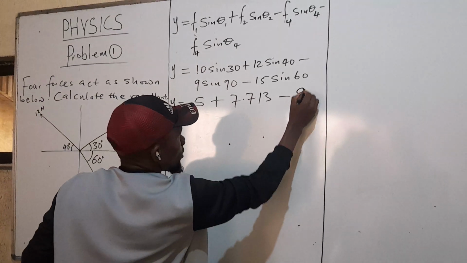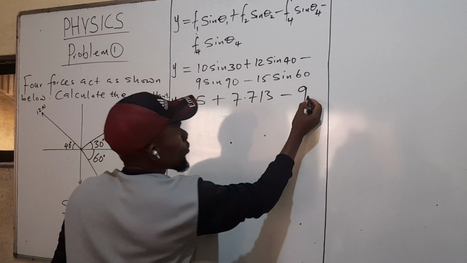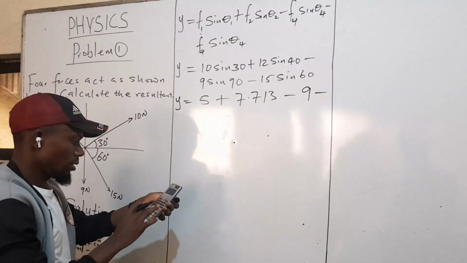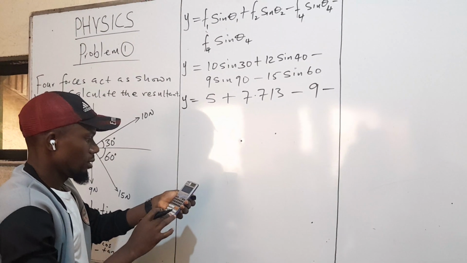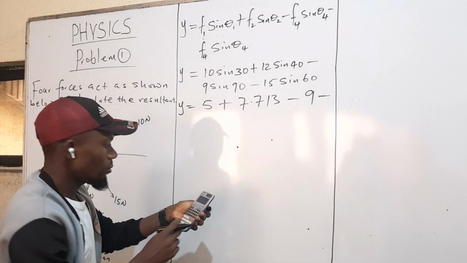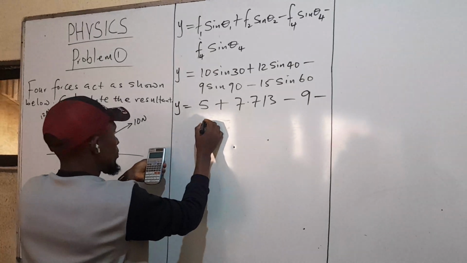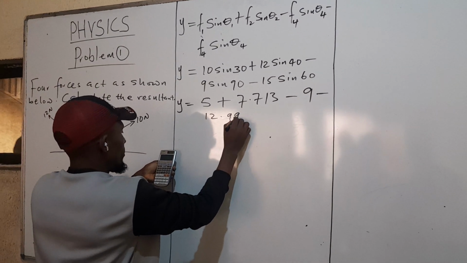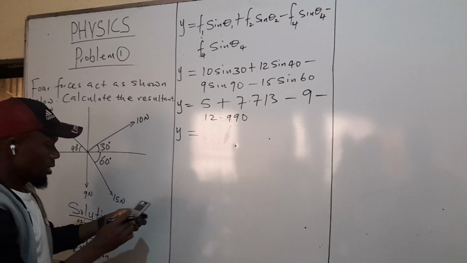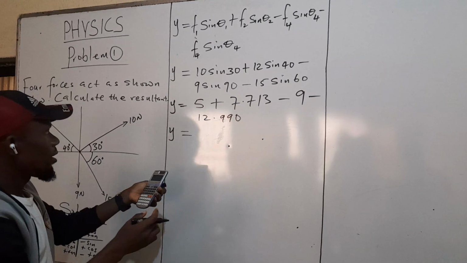Minus my sine 90 is 1, so 1 times 9 is 9. So minus my sine 60 is 0.866 times 15. I'll have minus 12.990. Okay, let's proceed. My y is equal to, I'm going to just add everything together.